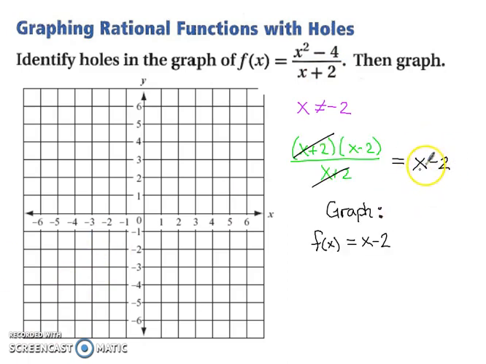So now that we've simplified it, we can graph that. So graph that, however, you're not going to be able to put any part of the line on x equals negative 2. So you're going to have a hole. So it will appear as such. So you have your line with your hole, and you have now graphed a rational function with holes. And that ends our video on rational functions.